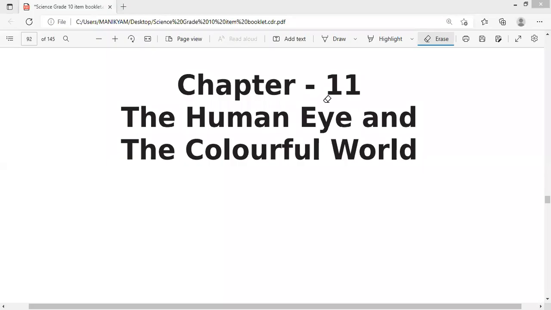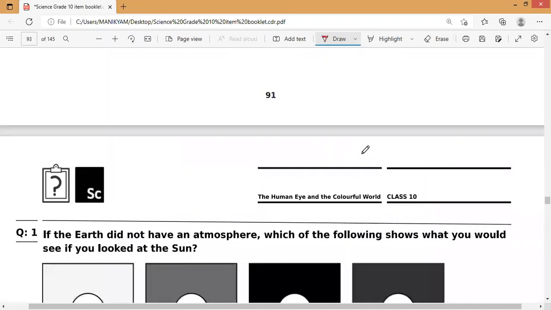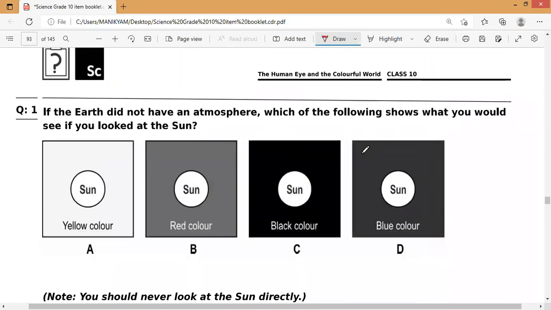The next chapter in physics is Chapter 11, The Human Eye and the Colourful World. So let us see that and we'll proceed. The first question: if the earth did not have an atmosphere, which of the following shows what you would see if you look at the sun?